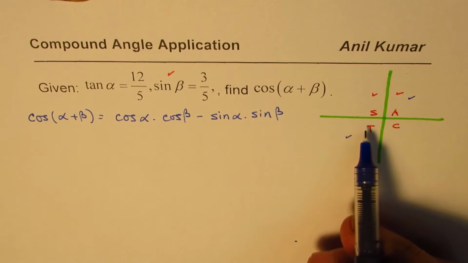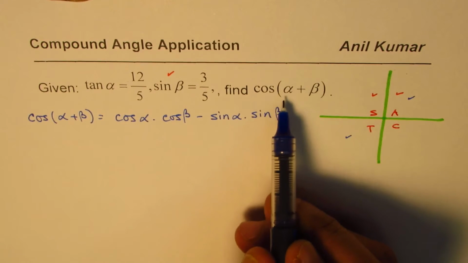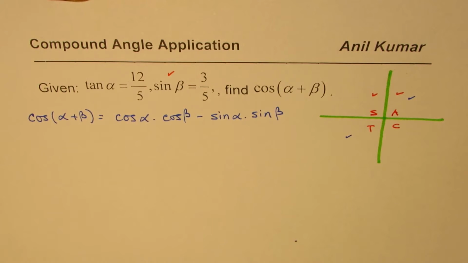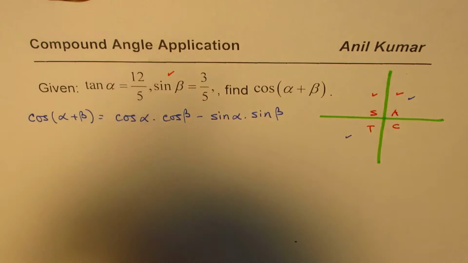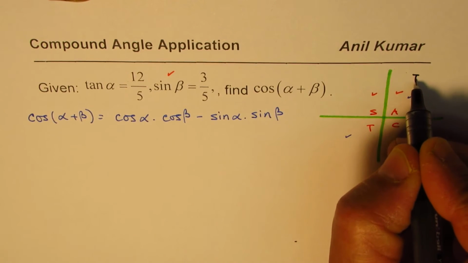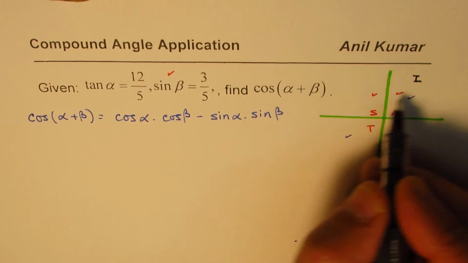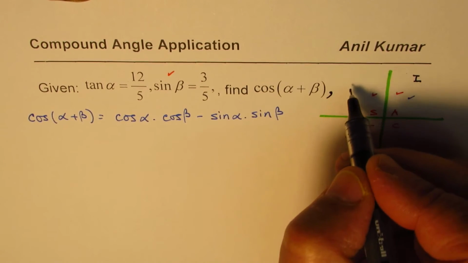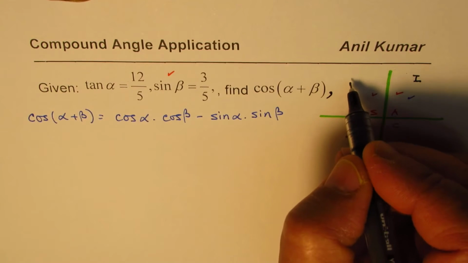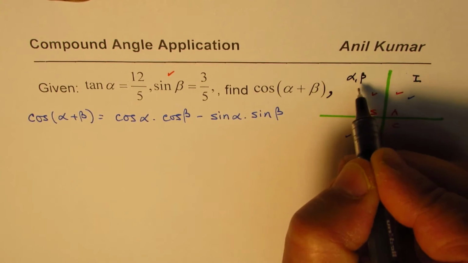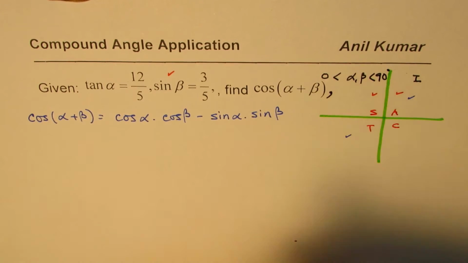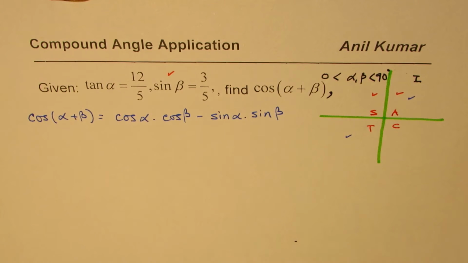So in our case, we have not specified where exactly the angle alpha and beta lie, correct? So what we are assuming in this particular solution is that both are in quadrant 1. So we are assuming that both alpha and beta are in quadrant 1, correct? So our assumption here is that both angles alpha and beta are actually greater than 0 but less than 90 degrees. Okay, so this is our assumption for the time being.